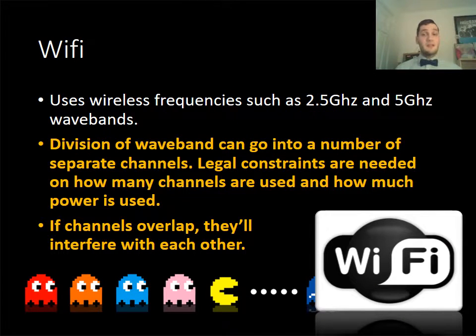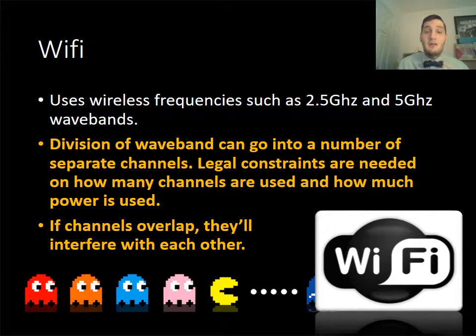Now, the other thing that you need to be aware of is Wi-Fi. Now, there are a lot of slides in this presentation. There's a lot to cover, and I would split this over two lessons. But Wi-Fi uses frequencies of 2.5 gigahertz and 5 gigahertz wave bands. Now, that is the wavelength, so the wave band can be split into separate channels so that lots of different Wi-Fi devices can be on your network.